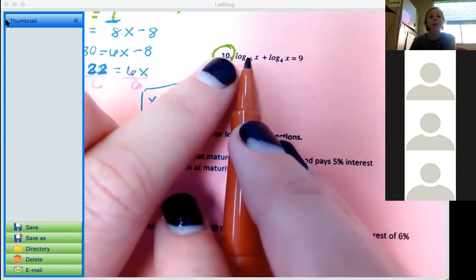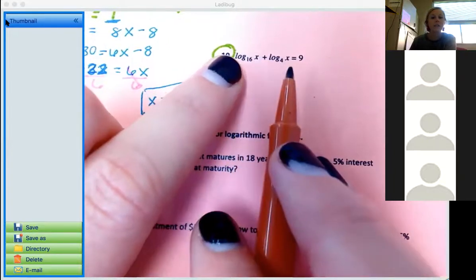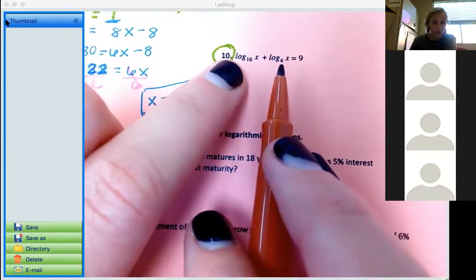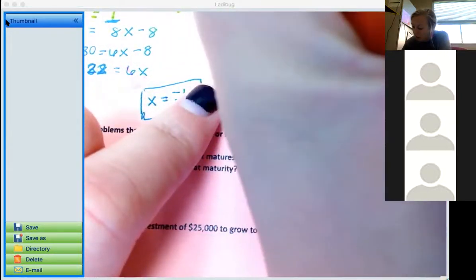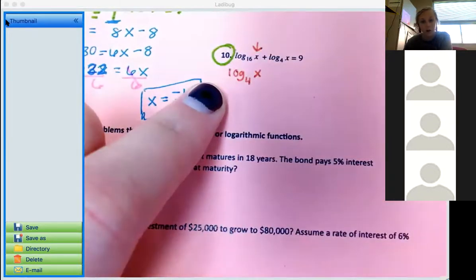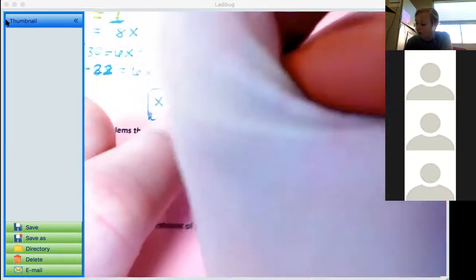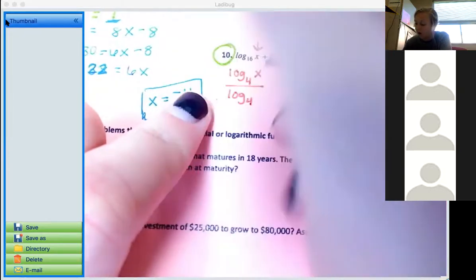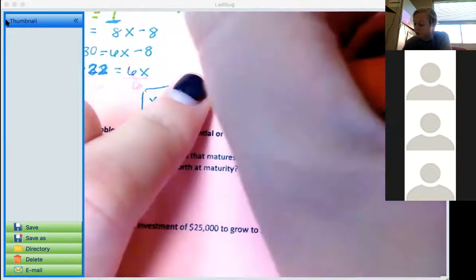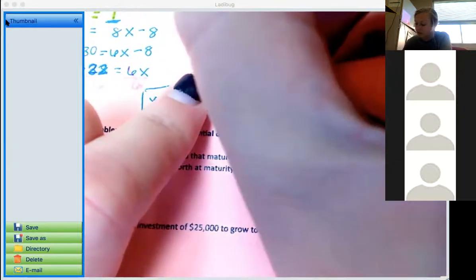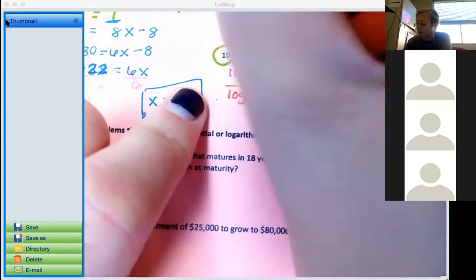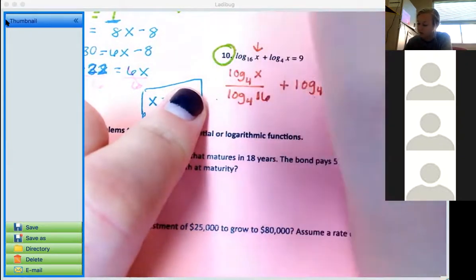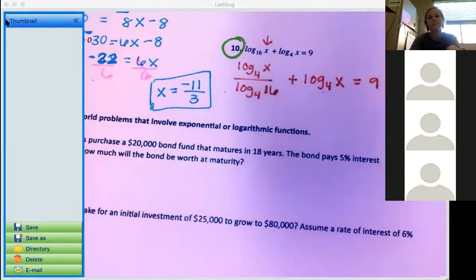So we need to rewrite log base 16 of x to be log base 4. Okay. So remember your change of base formula. We can do log base 4 of the argument over log base 4 of the original base, which was 16. That's your formula that we wrote down two Fridays ago. And then we're gonna leave the log base 4 of x because it already has a base of 4, and it should equal 9.